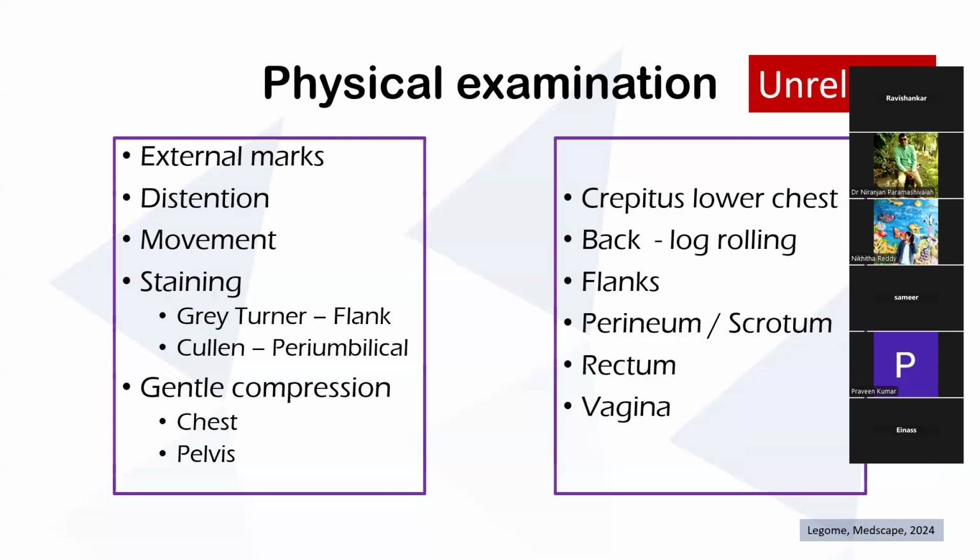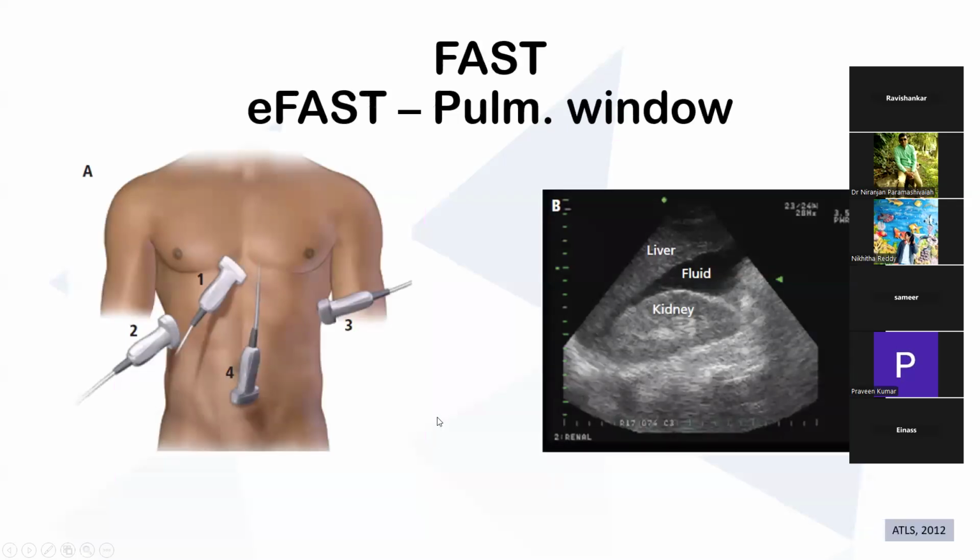So that is important, but this is something we have to realize. This is very unreliable, very unreliable. Not that you should skip it because it's unreliable. You must do it because something that's gross will be seen. But if nothing is seen, it doesn't mean that there is no injury. There is no significant injury. That is something that you have to bear in mind.